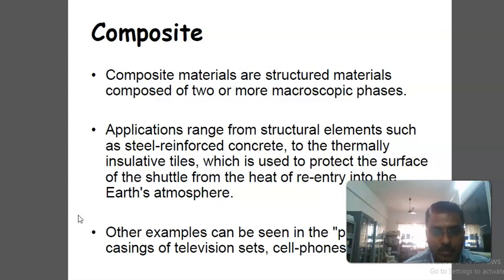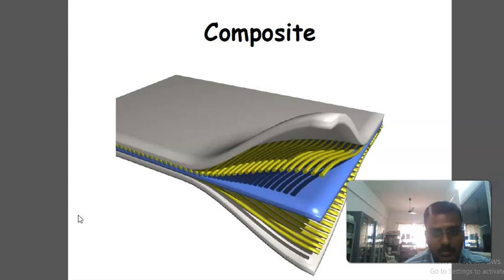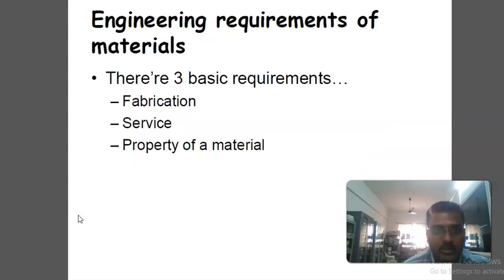Composite materials are structured materials composed of two or more macroscopic phases. Composites. This is about the engineering requirements of materials: fabrication, service, and property.